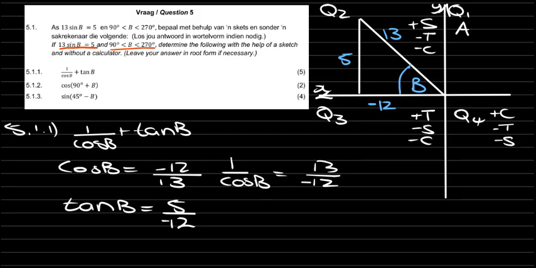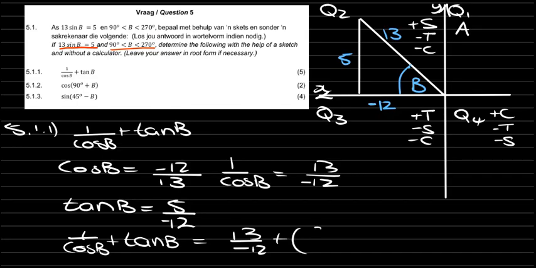Okay, so if we add this, we can see that 1 over cos b plus tan b equals 13 over minus 12 plus 5 over minus 12, which is equal to minus 18 over 12. And if we simplify it, we get minus 3 over 2. Okay, so that is 5.1.1 sorted.